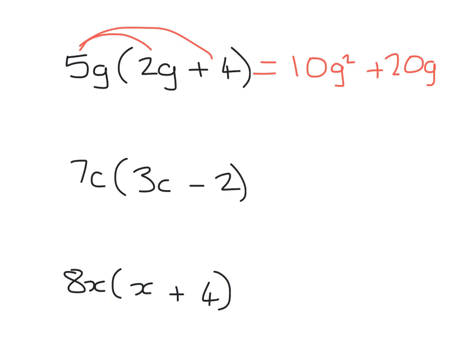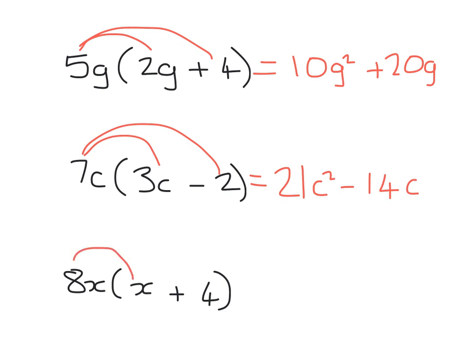Now, although both these terms have g's in them, they are not the same types of terms. G squared is a different term to g on its own, so you can't add them together. We've got 7c multiplied by 3c, which will give us 21c squared. And then we've got 7c multiplied by minus 2, which will give us minus 14c. Again, those terms cannot be taken away.